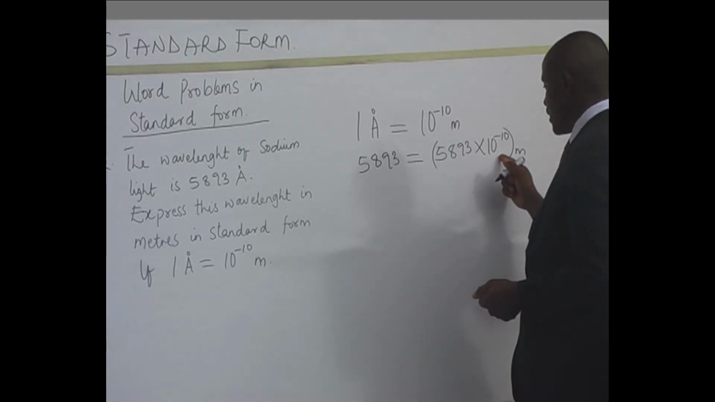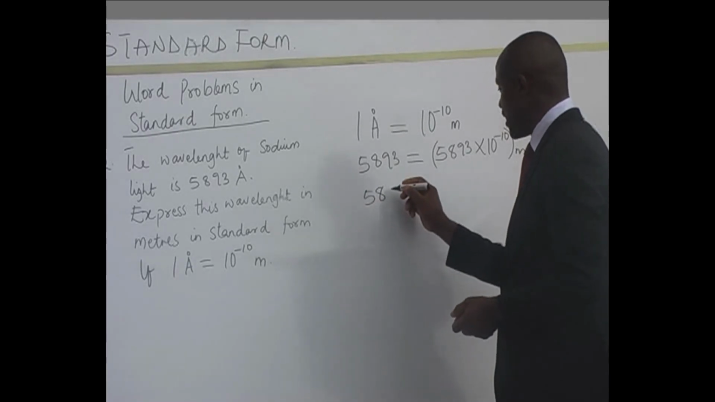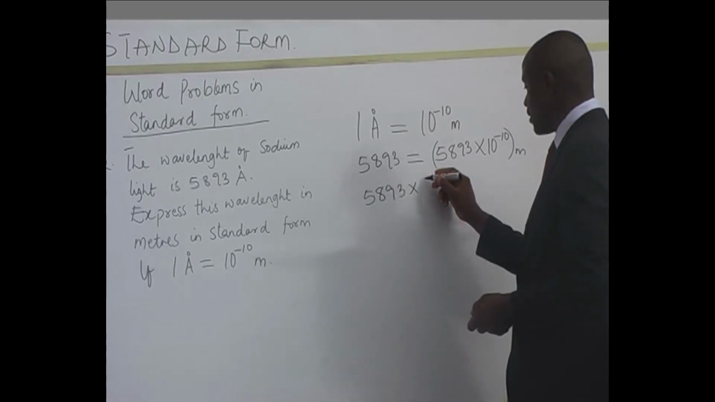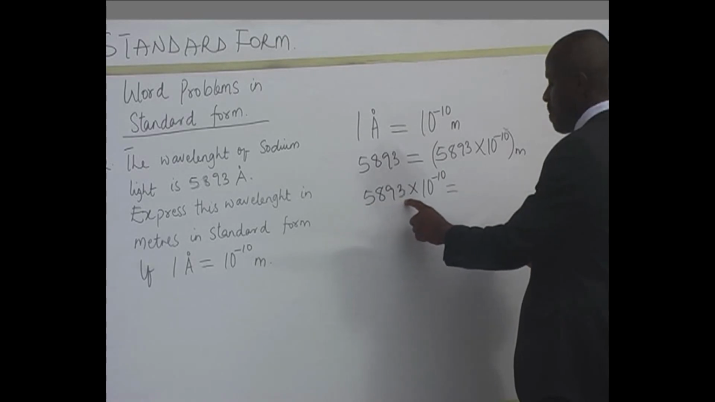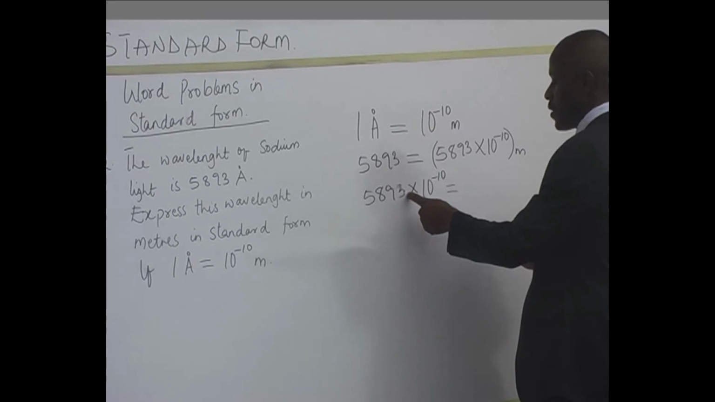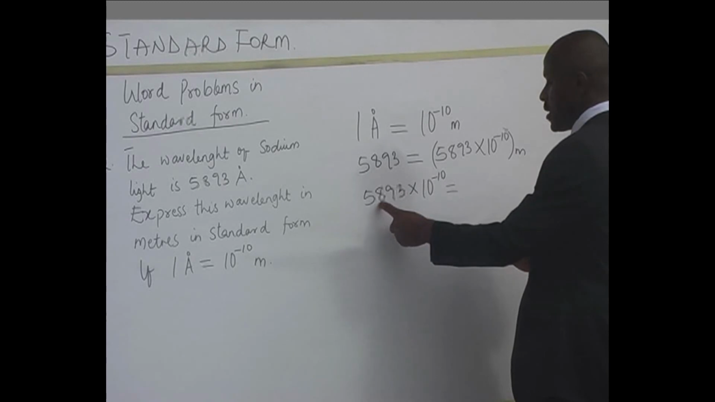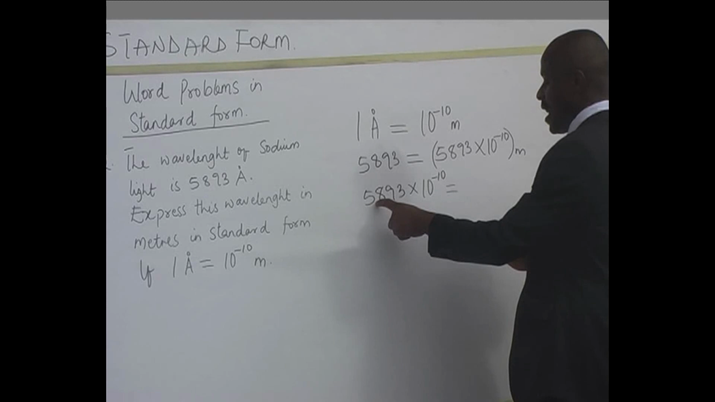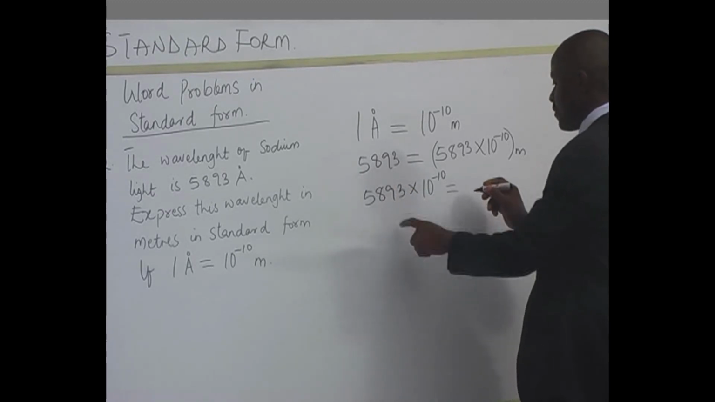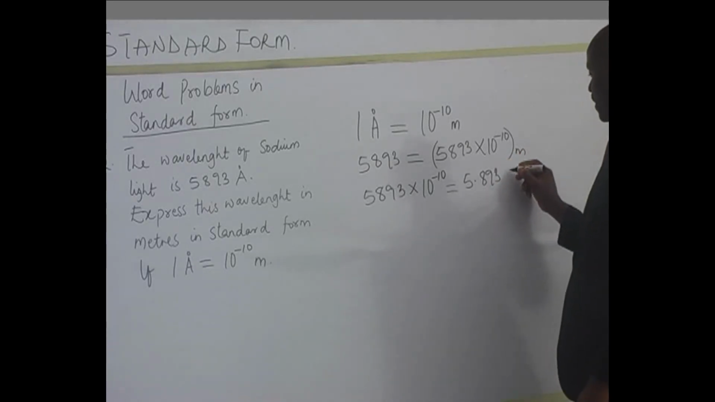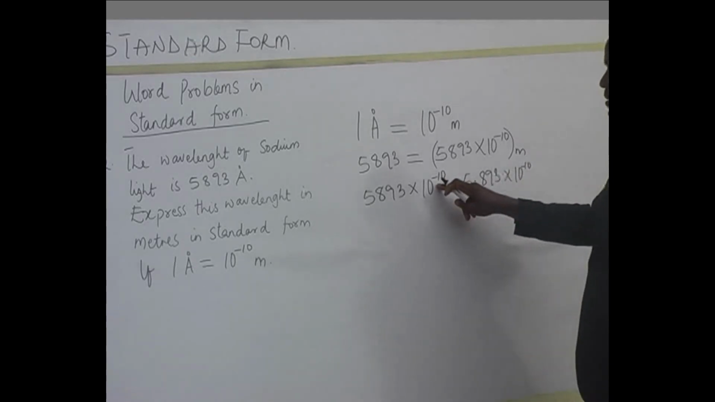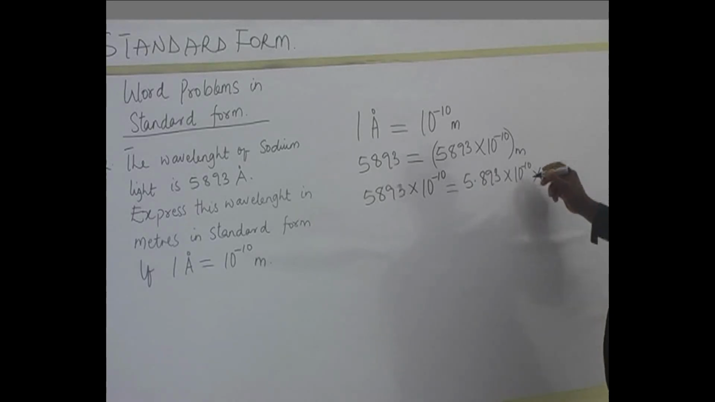So the next thing we are going to do is to convert this to standard form. 5,893 times 10 exponent minus 10. Since there is no point in between the numbers, that means there is a decimal point after the last number, but invisible. Now move it towards the left until you have only one digit left in the left hand side of the decimal. So you are going to move it across 3 places. So you are going to have 5.893 times the originally existing 10 exponent minus 10, then times 10 exponent the number of places removed: 1, 2, 3.